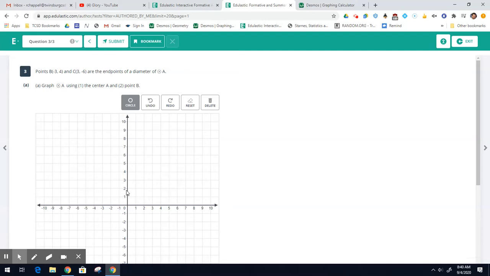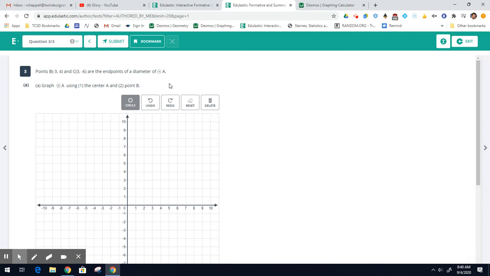All right, geometry. Last problem from section 1.8. So it says points B at -3, 4 and C at 3, -6 are the endpoints of a diameter of circle A. Part A, graph circle A using 1, the center A, and 2, point B. All right, so there's a specific way you have to use the circle tool. You have to know the center and a point on the circle. So that's why I'm being very specific.